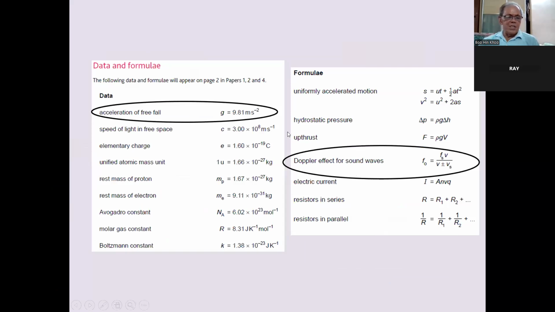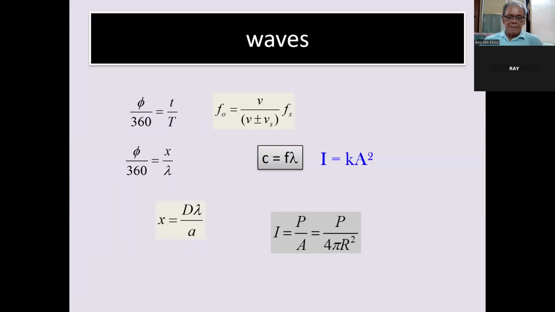Okay, only this formula is given, the Doppler effect. All these formulas you need to remember. This one is not necessary, they will tell you. This one is the distance from the point source. R is the distance from the point source. This one from here.